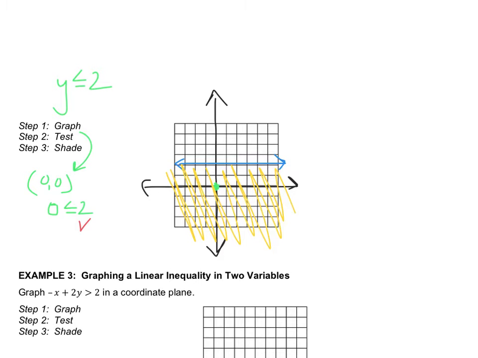So one last thing we might want to do here is write this on the graph. That is the graph with that whole shaded area, including the point that we tested that was a solution. So let's do a different one.